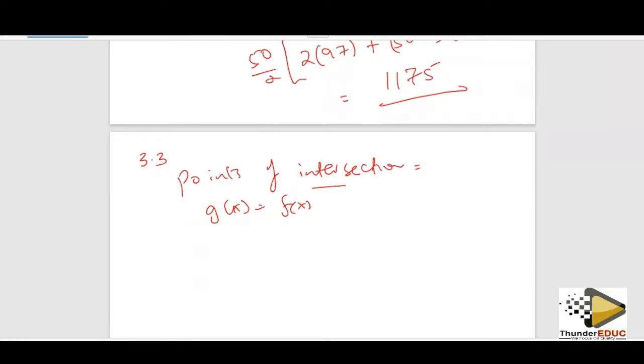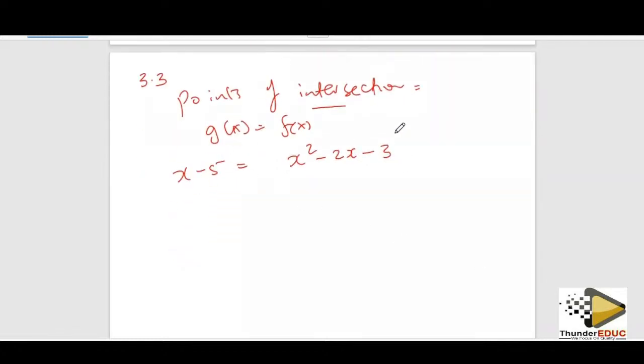So all you have to do is solve the two equations simultaneously, or just equate those equations to each other, since they are usually in the form of y is equal to that and y is equal to that. So when I look at my g of x, which is the straight line, the equation is x minus 5. Should be equated to x squared minus 2x minus 3. And then I just need to create a standard form. So I'll move everything to one side. So x squared minus 2x minus x minus 3 plus 5 is equal to 0.